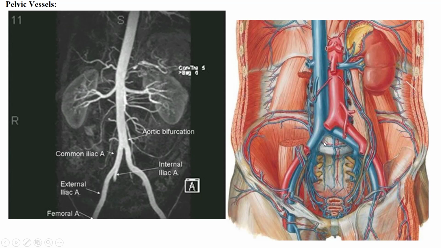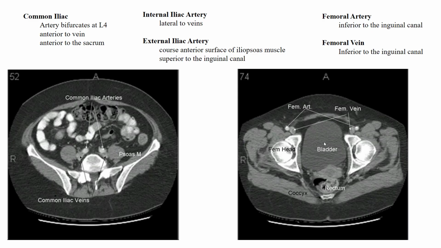So that's a quick review of the pelvic vessels. There are a few CT images here for you to look at. Once again, the common iliac artery bifurcates at about L4. It's anterior to the vein, so the iliac artery is anterior to the vein and anterior to the sacrum. So here are the iliac arteries, and here are the iliac veins. They're anterior to the sacrum, and they're just medial to the psoas muscle.